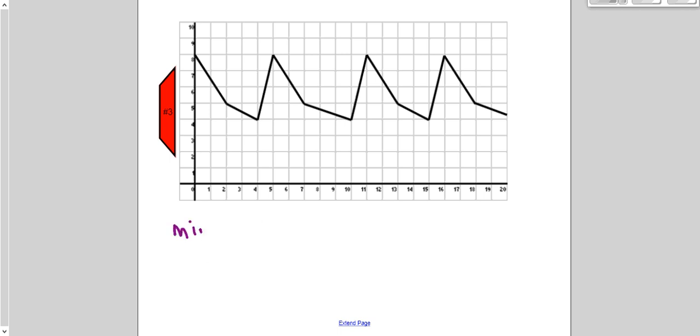My min is my lowest number. It's right there at 4. My max is my highest number. It's right up here at 8.